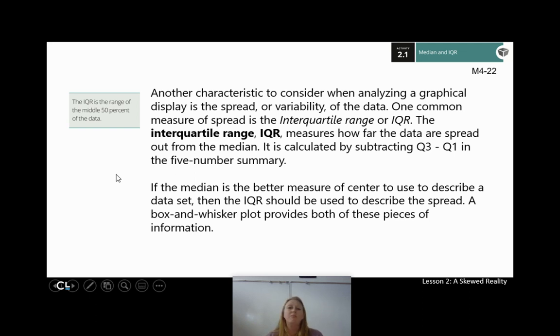And of course, if the median is the better measure of center to use, which we noticed when data is skewed right or skewed left, then we should really be using the interquartile range to describe the spread. So if this is skewed right or skewed left, the median's better to use, and that means when we describe the spread, we really want to be using that interquartile range. And a box and whisker plot is great because it provides all of these pieces of information. I love it.